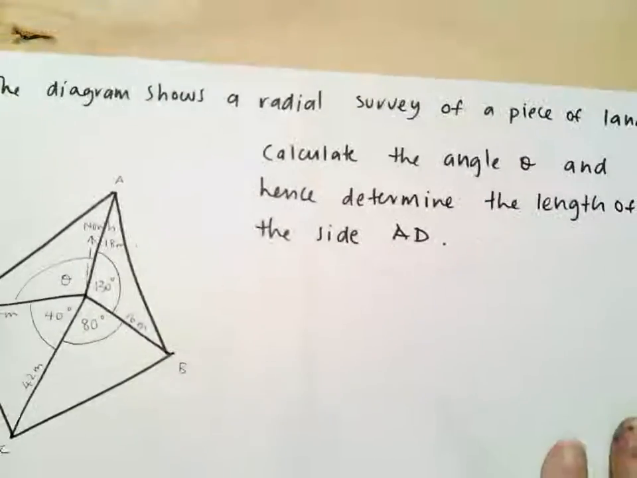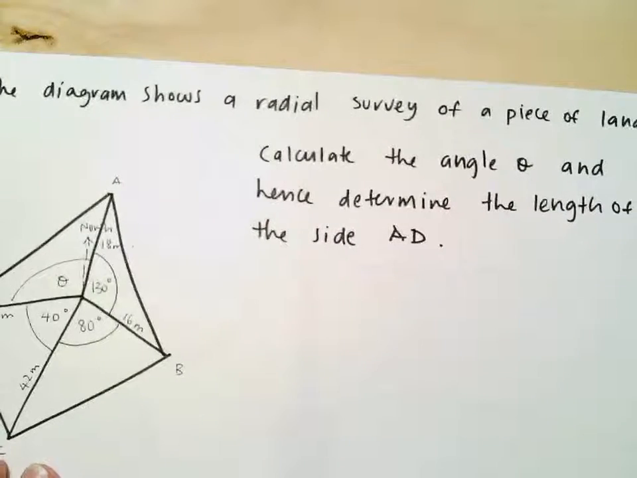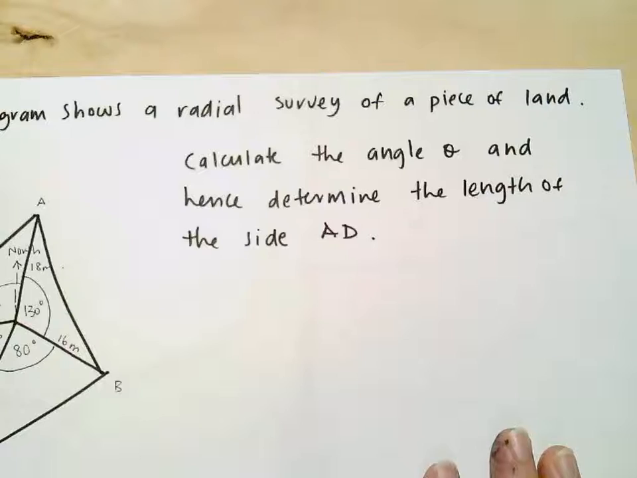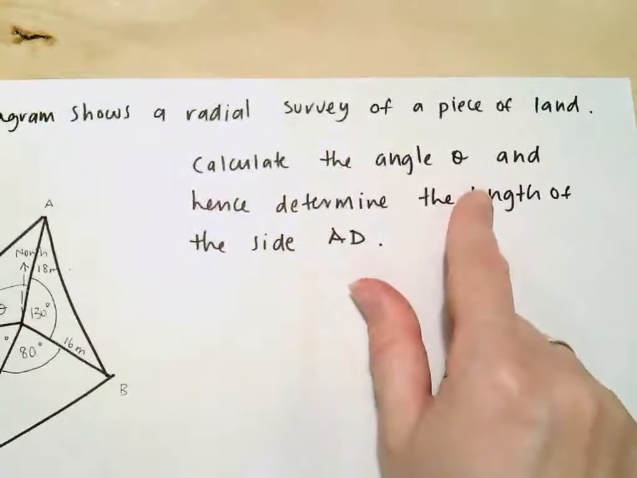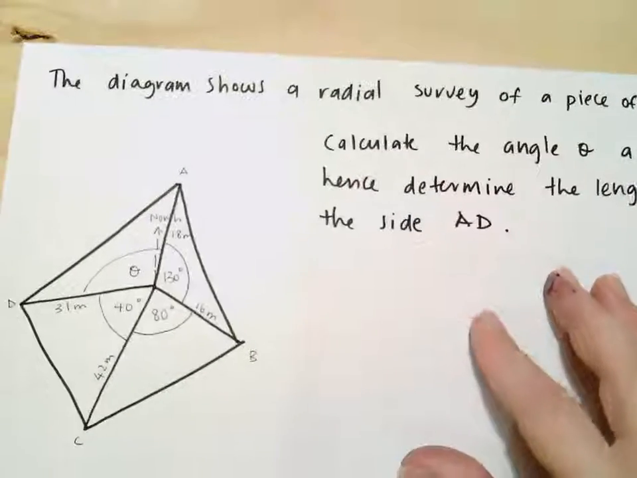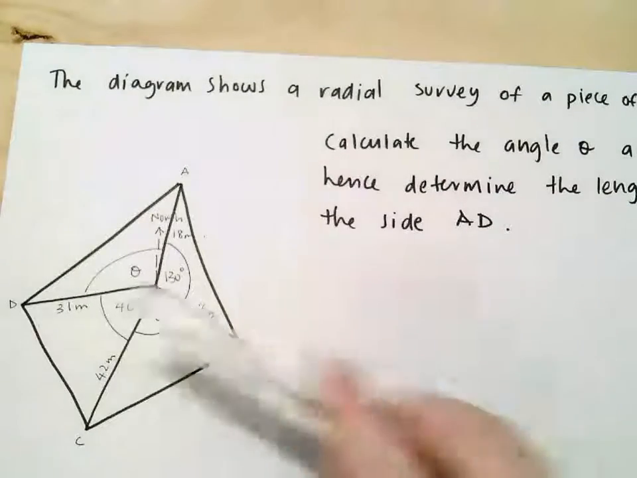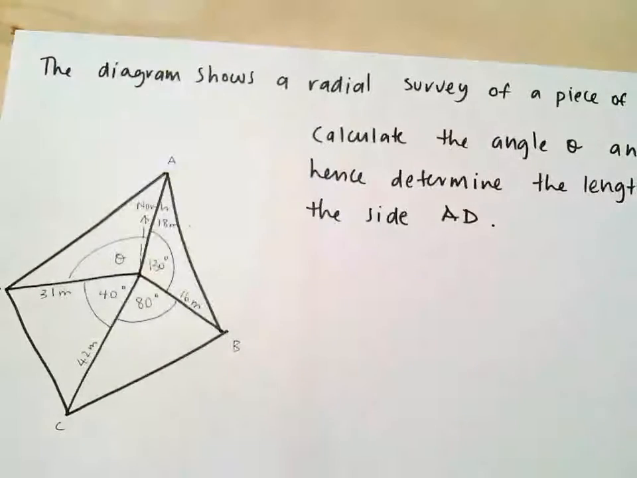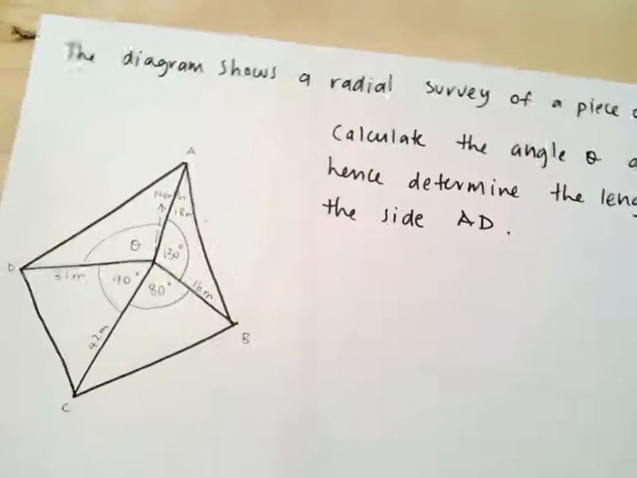Okay, last question. I know there's sort of a mix between me giving you a hand and you giving them a go. So this one says, the diagram shows a radial survey of a piece of land. It asks you to calculate the angle theta and hence determine the length of the side AD. So for starters, can you please have a go at calculating that angle theta there? Good luck with that.